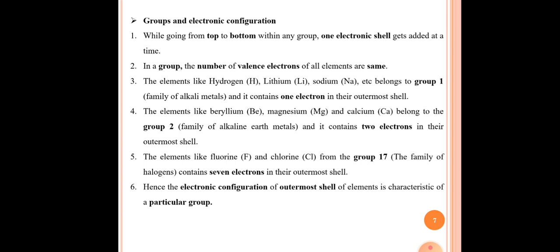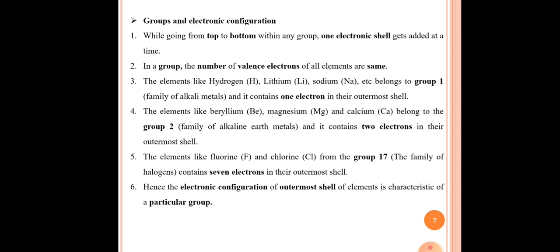Our fourth point is, the elements like beryllium, magnesium and calcium belong to group 2, which is the family of alkaline earth metals, and it contains 2 electrons in their outermost shell. Okay? So here we can say the elements like beryllium, magnesium and calcium belong to group 2. So the elements present in group 2 are called alkaline earth metals. Okay, so in the alkaline earth metals, 2 electrons are present in their valence shell, or outermost shell.